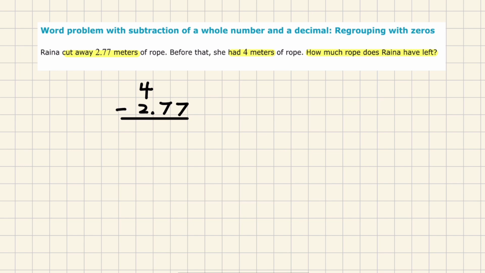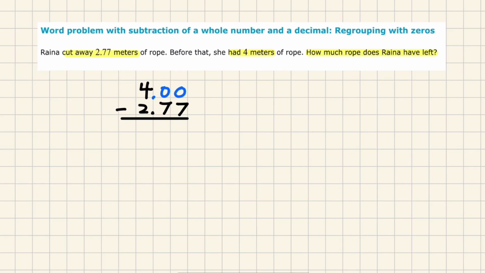Cutting away is subtraction. And we've got the decimals lined up. Even though the 4 doesn't have a decimal, I can put one in. And for the decimals to the right, I can also use zeros as placeholders.